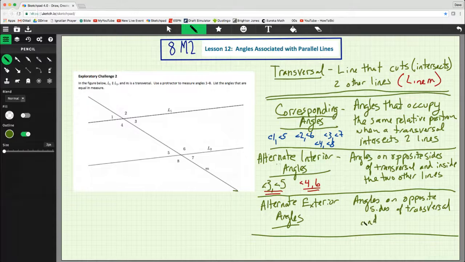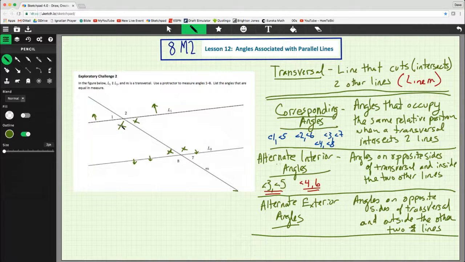And outside the other two lines. So now we're looking at angles on the outside of these lines. So we can't be talking about 3, 4, 5, and 6 because those are interior. Our exterior angles are 1, 2, 8, and 7.